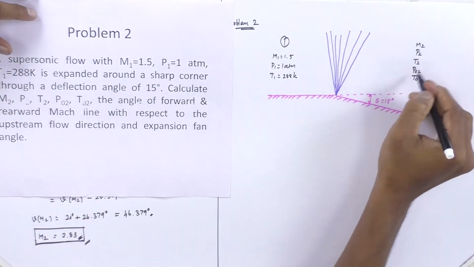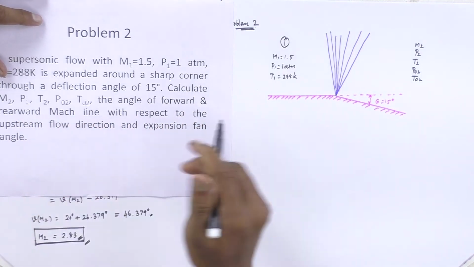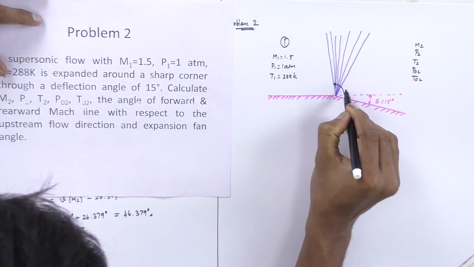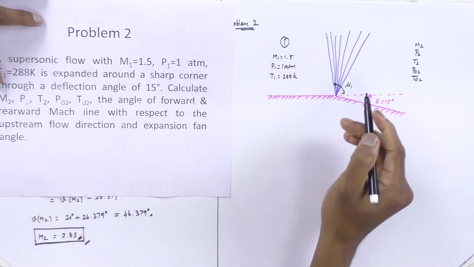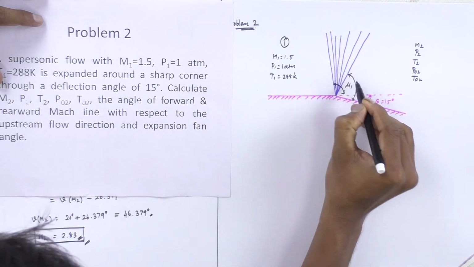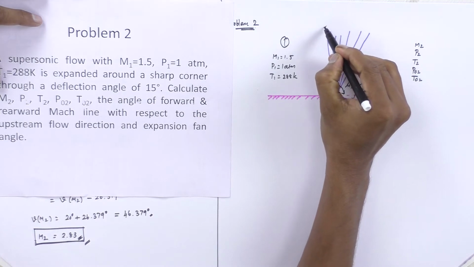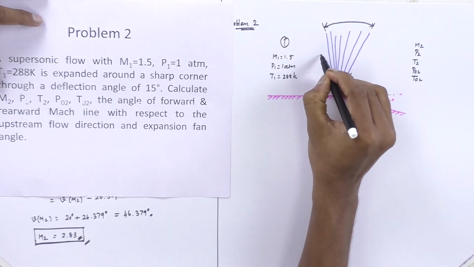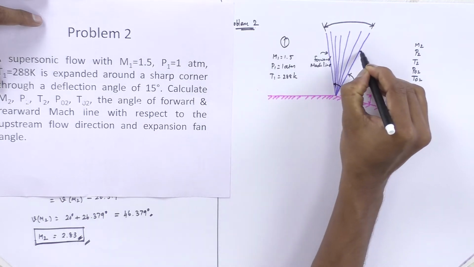So after calculating these things, we need to calculate forward and rearward Mach line with respect to the upstream flow direction. So we need to calculate this forward Mach line angle with respect to its upstream direction. So this will be mu1. Then rearward Mach line angle with respect to its upstream direction. So we need to calculate this Mach line angle, this mu2, and expansion fan angle. So this angle, the angle between the forward Mach line and rearward Mach line. So this is forward Mach line, and this one is rearward Mach line.